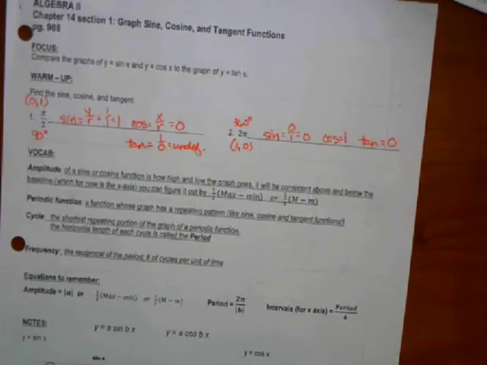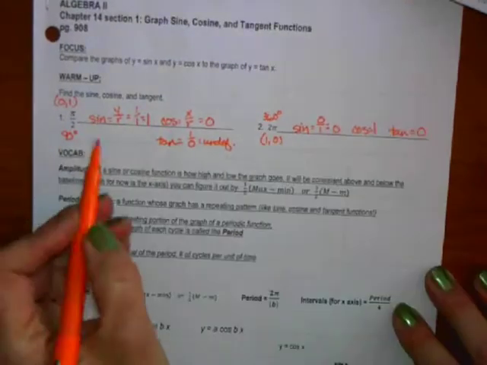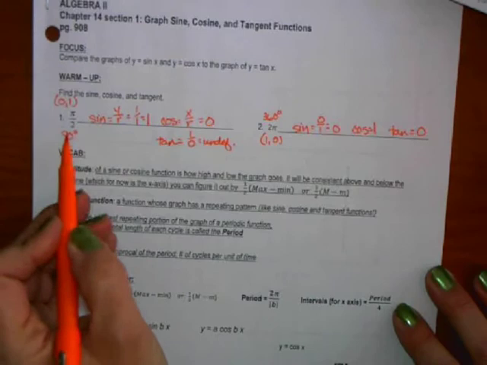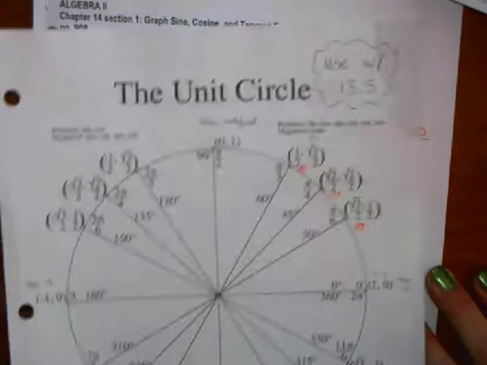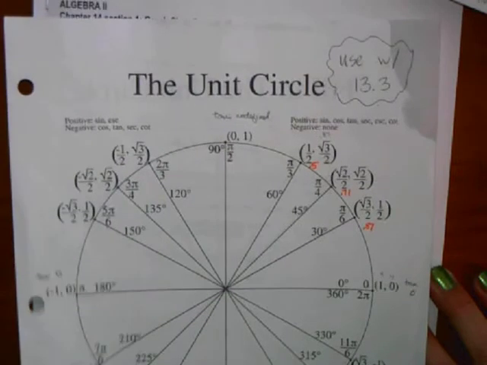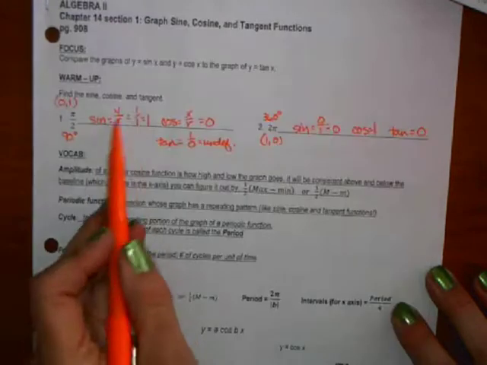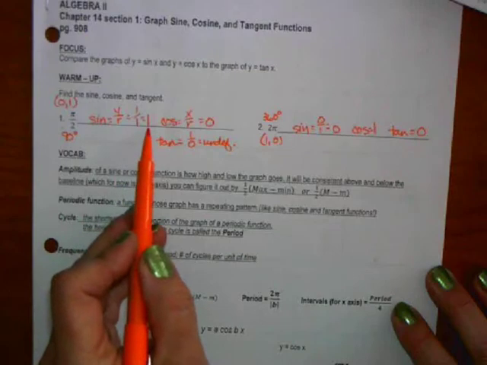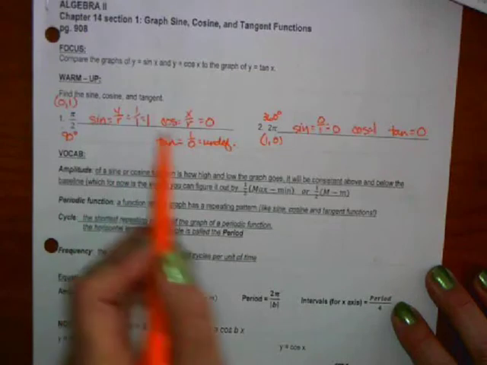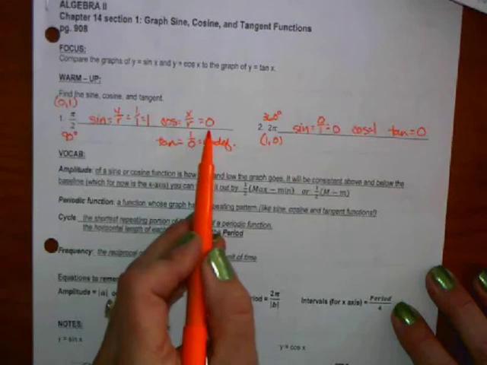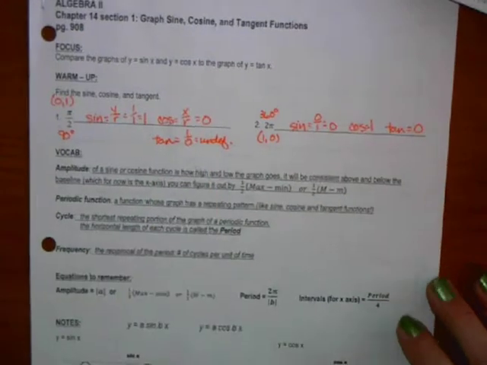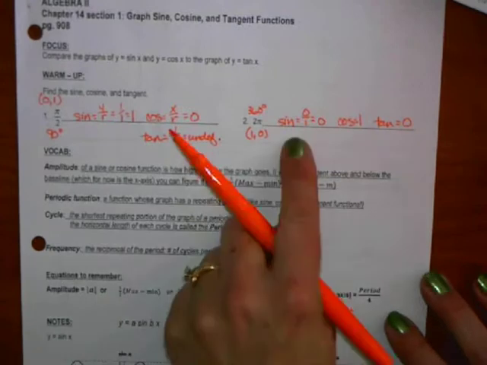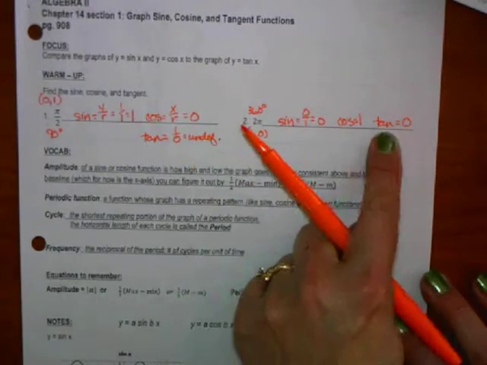Okay, so this is what you should have gotten for your warm-up. Just as a refresher, pi over 2 is at 90 degrees, and the ordered pair there is 0, 1 from the unit circle. Okay, that's where I got it. I didn't make it up. And then sine is y over r, 1 over 1, or 1 at that point. It's just the y coordinate. Cosine is the x coordinate at that point, and tangent is y divided by x, which is undefined. Same with this. Sine is 0, cosine's 1, tangent 0.